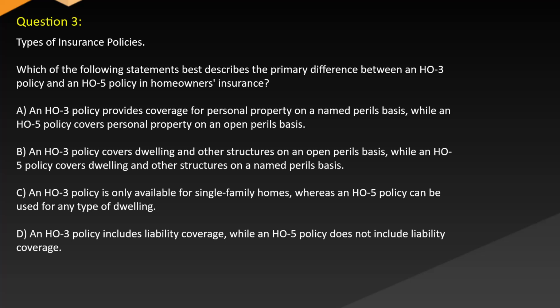B. A HO3 policy covers dwelling and other structures on an open perils basis, while a HO5 policy covers dwelling and other structures on a named perils basis. C. A HO3 policy is only available for single-family homes, whereas a HO5 policy can be used for any type of dwelling. D. A HO3 policy includes liability coverage, while a HO5 policy does not include liability coverage.